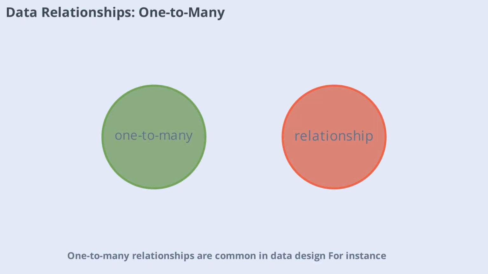One-to-many relationships are common in data design. For instance, one customer can place many orders. This structure allows you to efficiently organize related data and retrieve it as needed. Properly defining these relationships is key to building flexible and scalable systems.